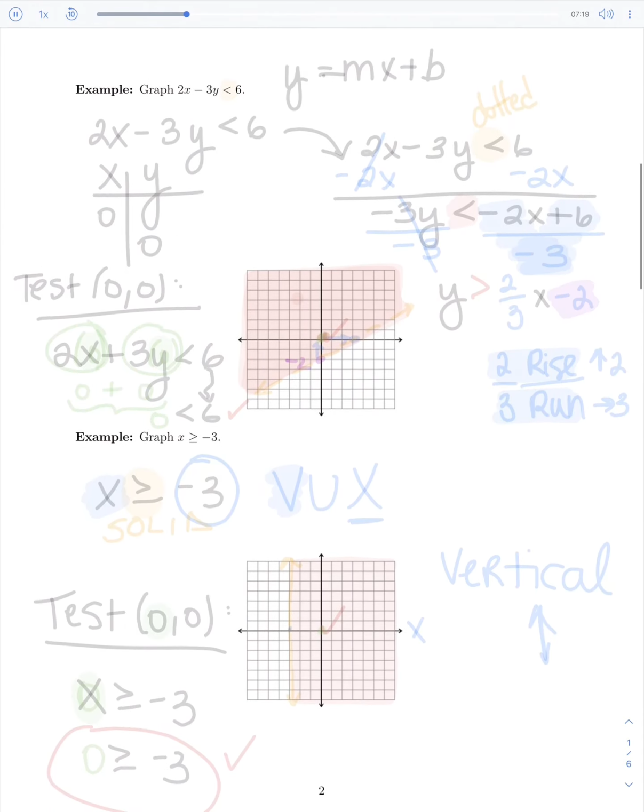Let's take a look at the graph. 2x minus 3y is less than 6. So you can leave it like this to graph it, or we could put it in slope-intercept form. It's up to you. If you leave it like this in standard form, the easiest way to graph it is to plug in 0 for x and 0 for y. So you could do that.